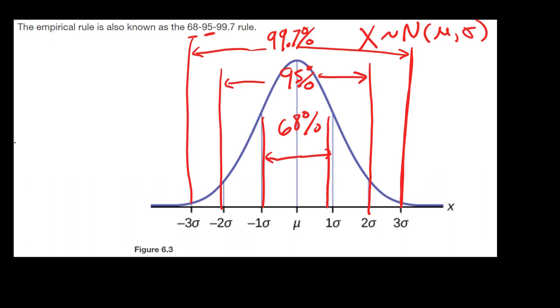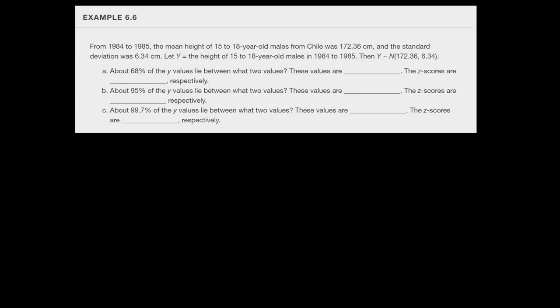Okay, so now how do we use that in an example? Let's go ahead and read through this. From 1984 to 1985, the mean height for 15 to 18-year-old males in Chile was 172.36 centimeters. Standard deviation was 6.34 centimeters. We're going to let the random variable y denote that height, and so y is normally distributed with mean 172.36 and standard deviation 6.34.